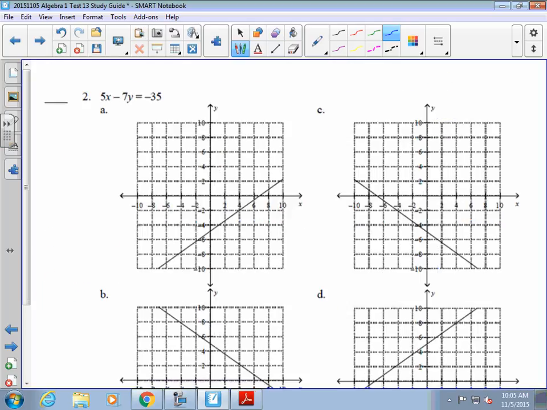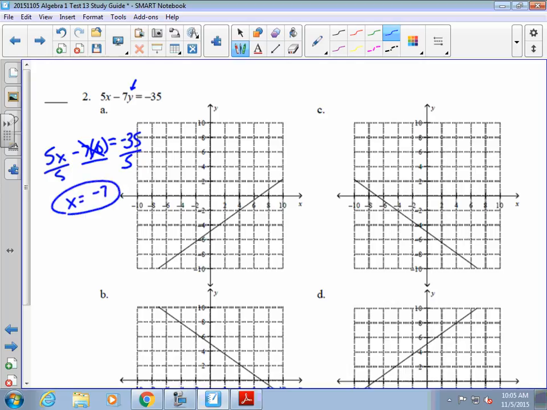Number 2, we're going to do the same thing. You have x and y intercepts you can find. To find the x-intercept, you plug in 0 for y. 5x minus 7 times 0, remember that eliminates that part of the problem, is equal to -35. When you divide both sides by 5, you get x's value is -7.